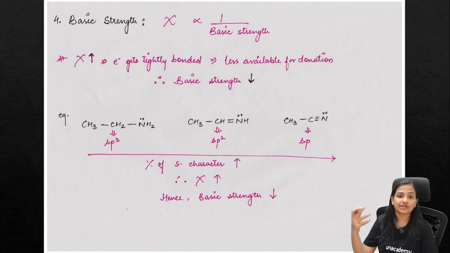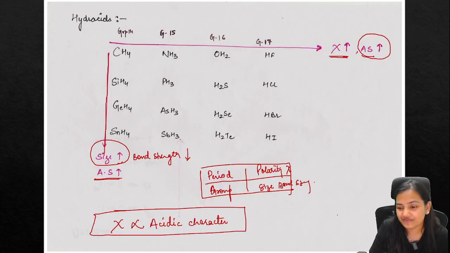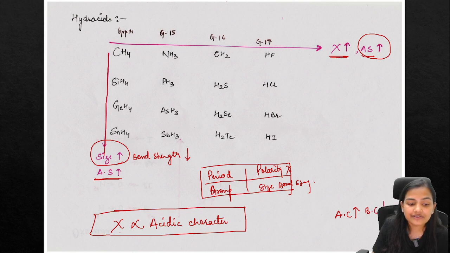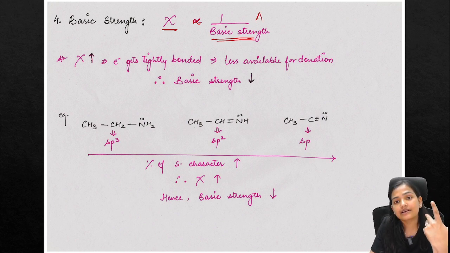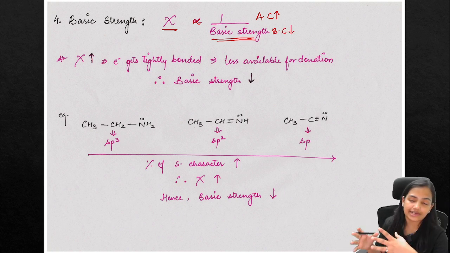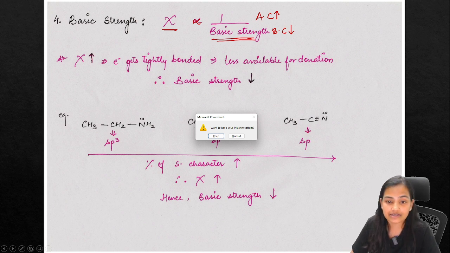Now, what about the basic strength? Guys, we found that just the opposite. It's very obvious. Acids and bases are just opposite of each other. If the acidic character increases, of course the basic character decreases. Here we found that electronegativity is directly proportional to acidic character, so obviously electronegativity is inversely proportional to basic character. So let's have a look at why the basic character is decreasing as the electronegativity is increasing.